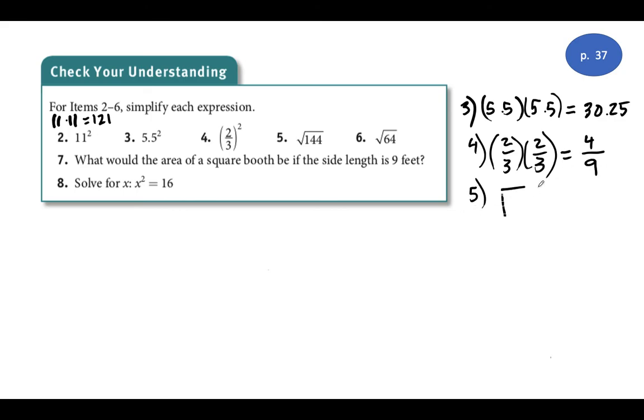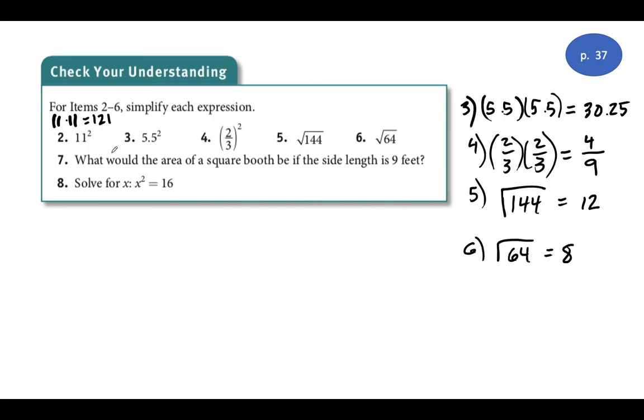Number 5, the square root of 144. Maybe you've memorized that by now. It's 12. It's not 12 or negative 12. Do you see an x in this problem? No, so just one answer. And problem number 6, the square root of 64 is 8.